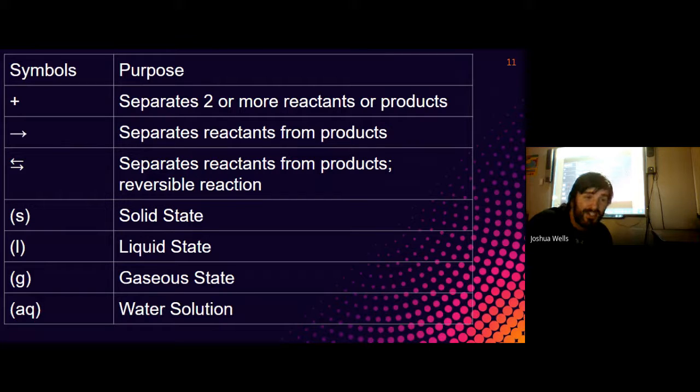You have another yields arrow, which points forward and backward. And that's just saying that you are balanced. You are producing products, but you are also moving from those products back to reactants. So sometimes the reactions can go backwards and forwards.